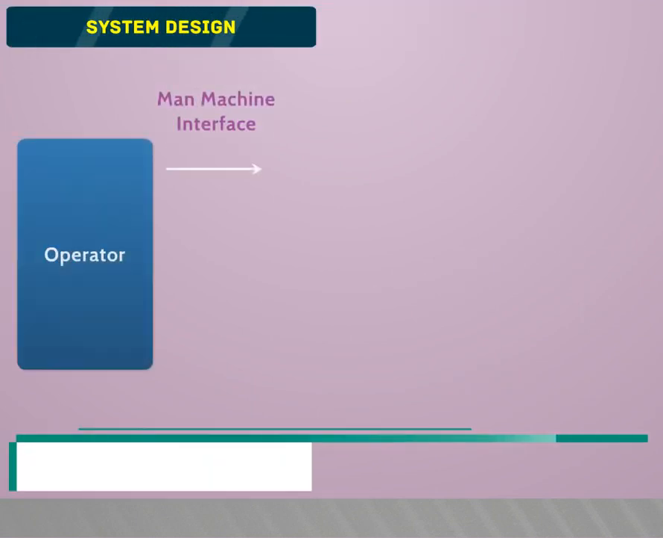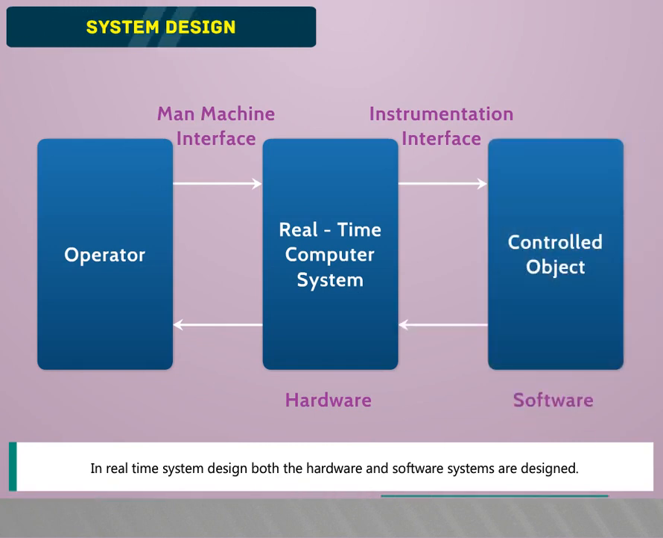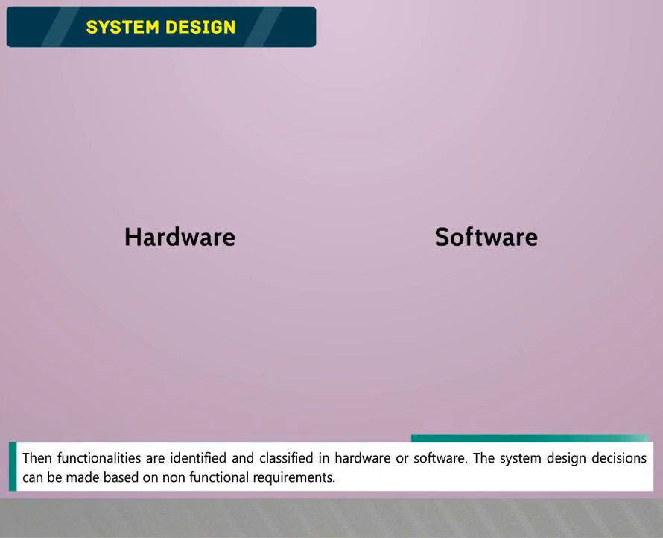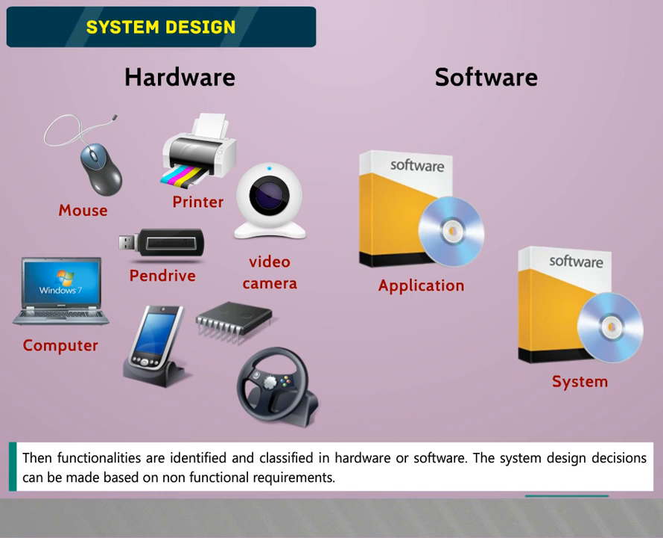System design. In real-time system design, both the hardware and software systems are designed. Then, functionalities are identified and classified in hardware or software. The system design decisions can be made based on non-functional requirements.